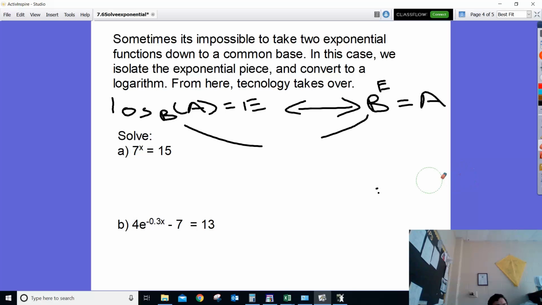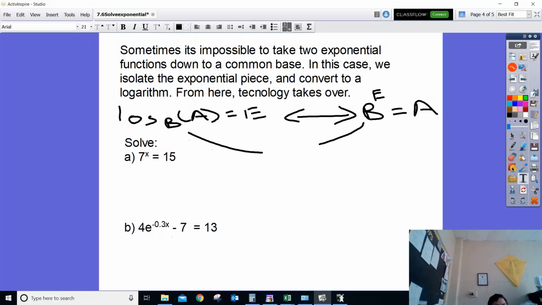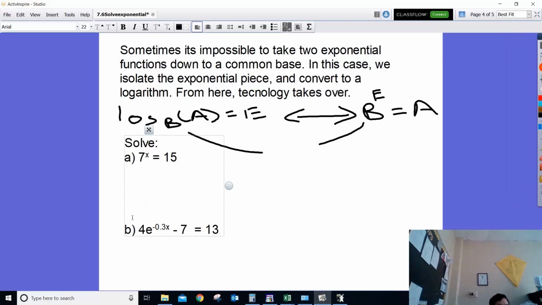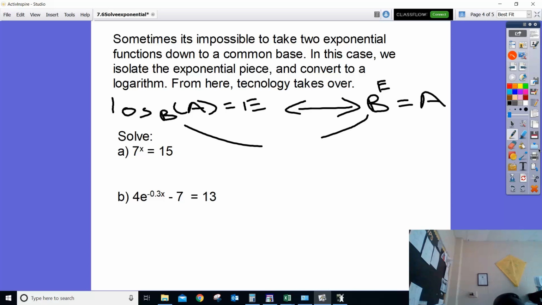Adding 7 to both sides is a good strategy. If you were to add 7 to both sides, what would be on the left-hand side? Sorry, right-hand side. 20. You add 13 and 7, you get 20. Is the base of E still, is it isolated?